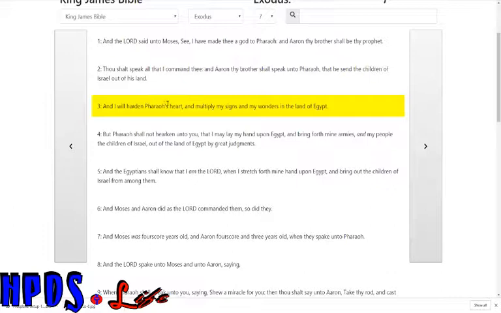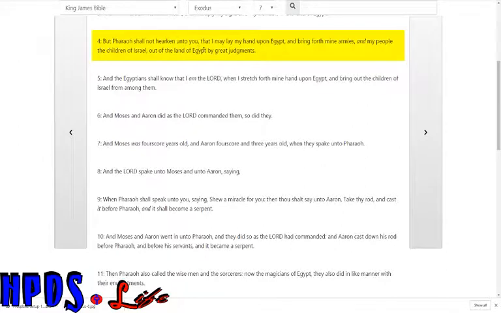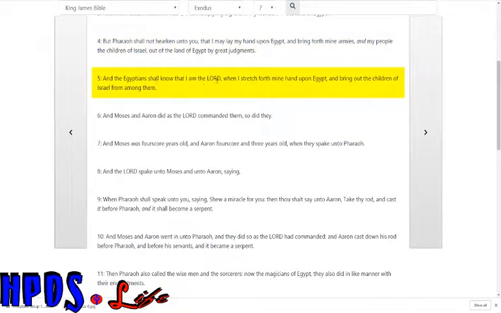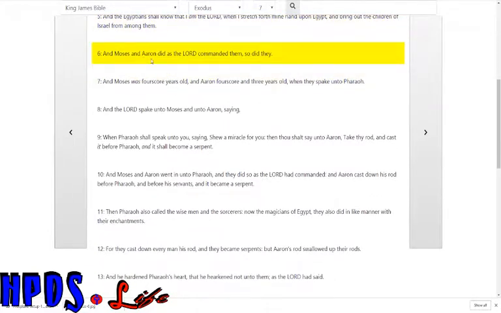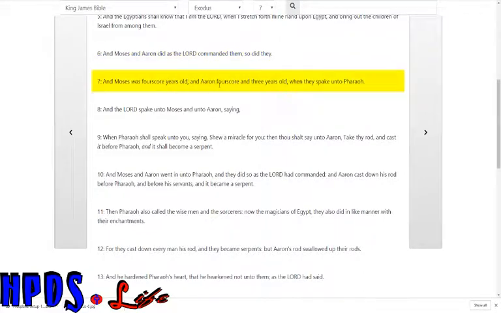And I will harden Pharaoh's heart, and multiply my signs and wonders in the land of Egypt. But Pharaoh shall not hearken unto you, that I may lay my hand upon Egypt, and bring forth mine armies, and my people, the children of Israel, out of the land of Egypt by great judgments. And the Egyptians shall know that I am the Lord, when I stretch forth mine hand upon Egypt, and bring out the children of Israel from among them. And Moses and Aaron did as the Lord commanded them, so did they. And Moses was 80 years old, and Aaron 80 years old, when they spake unto Pharaoh.